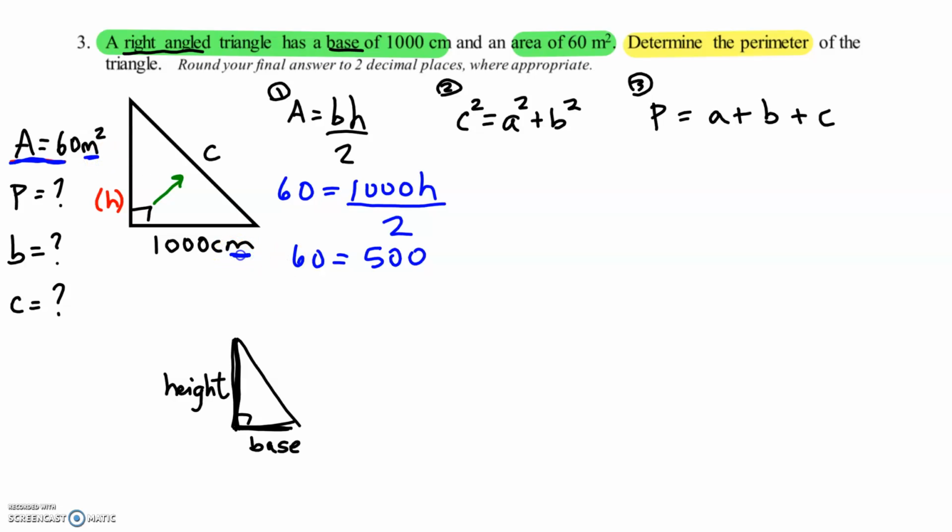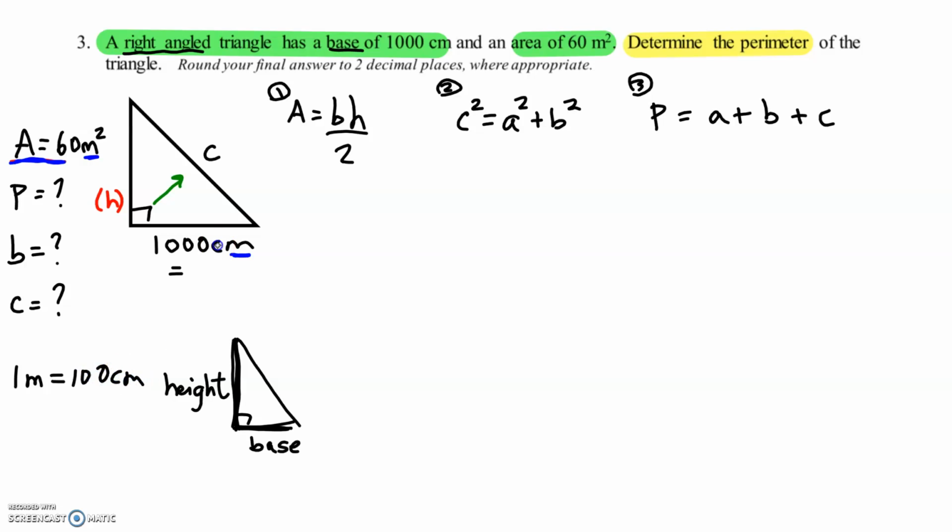And when I go back, I can see right here, I have meters squared for my area, and I have centimeters for my base, and I can't do calculations with lengths and areas that have different units. So I'm going to have to come back up to my substitution, get rid of this, and change 1,000 centimeters into meters. So I know 1 meter equals 100 centimeters. So if I do 1,000 divided by 100, that will give me 10 meters.